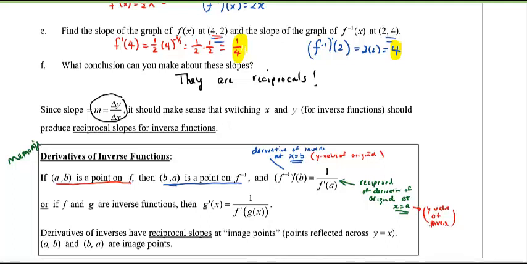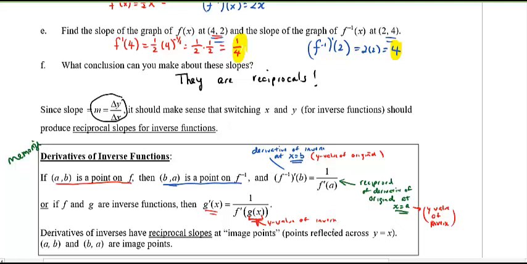Or if you like to use the function notation and say f and g are inverse functions, then g prime of x, which is the inverse's derivative, is 1 over the derivative of the original function evaluated at g of x, which just happens to be the y value. So this g of x here, right, that's the y value of the inverse. Okay.